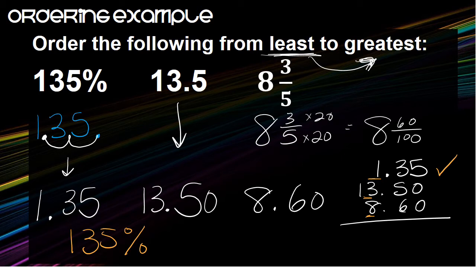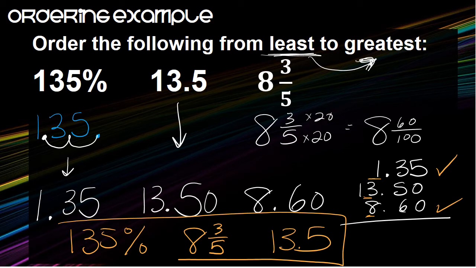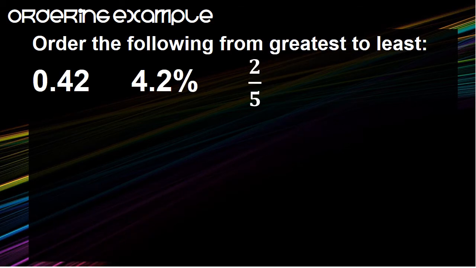My next smallest is 8 and 60/100ths, and that one was 8 and 3/5 using the original format. Let's check that off, and look what I have here. I have one left. So in my original form, I have 13 and 5/10. And so when we follow the steps, we order these from least to greatest.